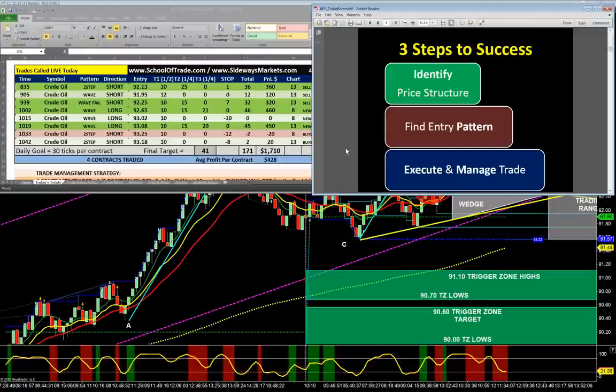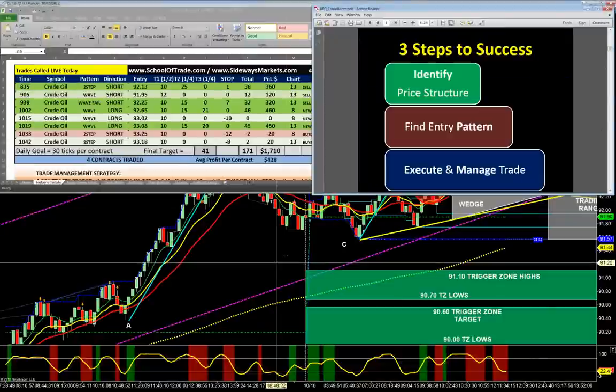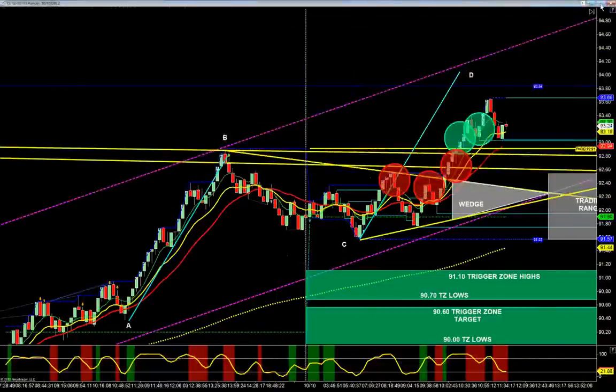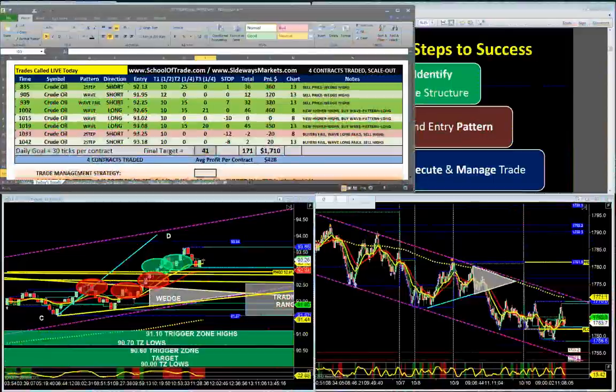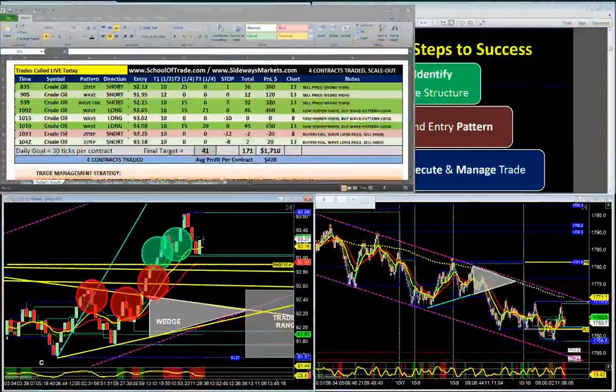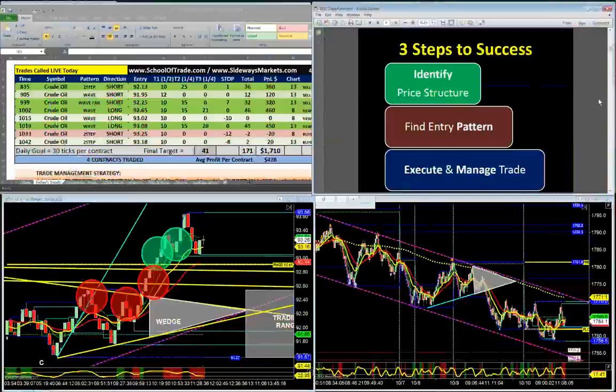I'm going to use the same trade management no matter what market I'm trading. Nothing changes. So we earned our keep today on crude oil. Could we have earned money on euro or gold or Russell the same way? Absolutely. There's nothing different. Same strategies, same price structures, same entry triggers, same trade management theories, same everything.